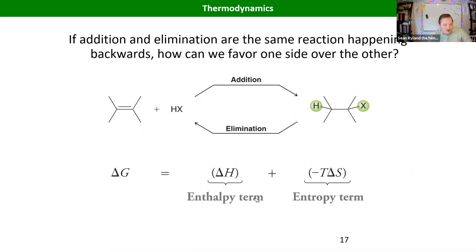But really we can turn that into this: delta G has two pieces, delta H, which is the enthalpy or the bond energy, versus this T delta S term, and delta S is entropy or disorder, right? Randomness. Because the temperature is attached here, by changing the temperature, we can make this term bigger or smaller.